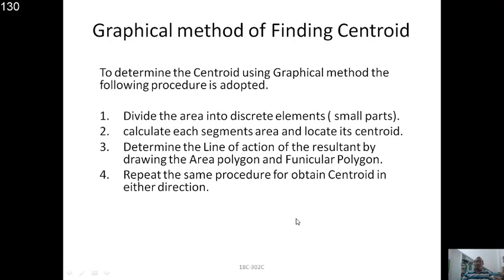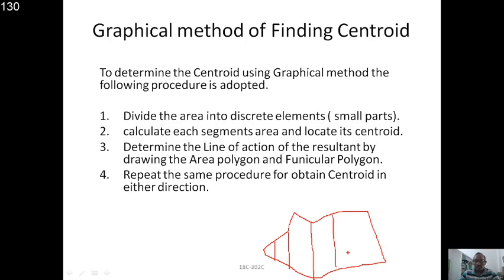And the graphical method of finding the centroid has a simple procedure. Whatever the shape given, the area should be divided into discrete elements. Like if an area is given of any shape like this, then make it into some strips like this. Then this entire area is concentrated at some point.